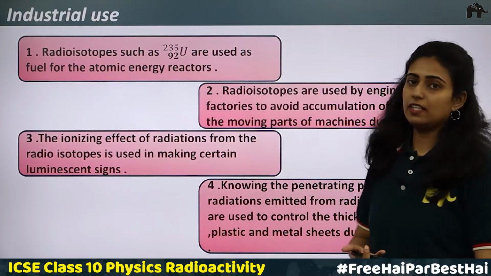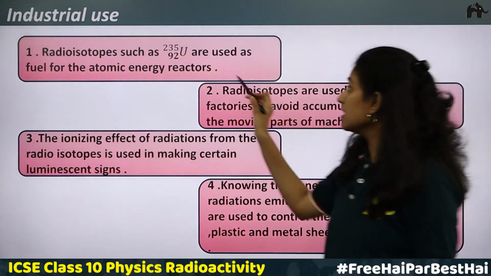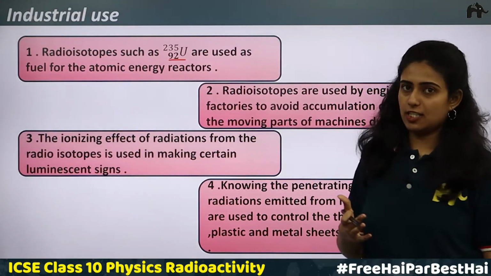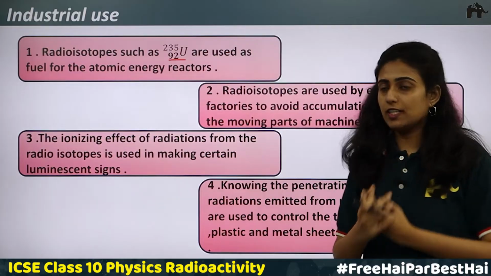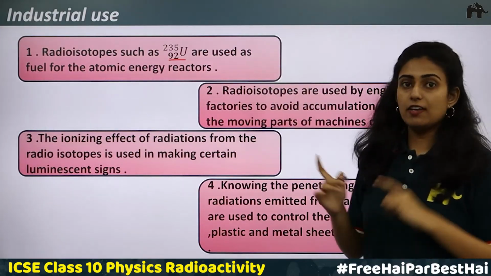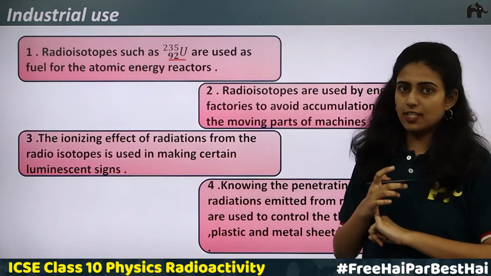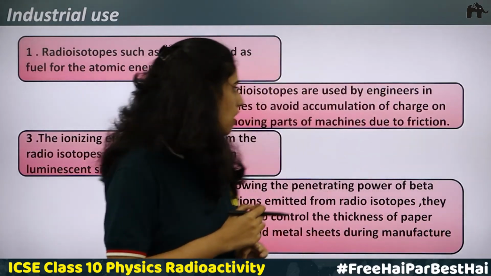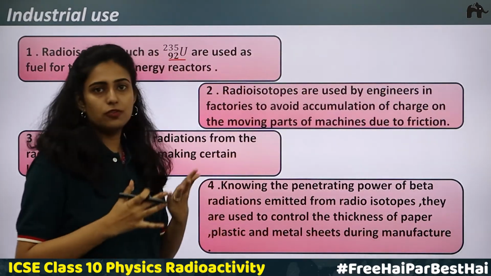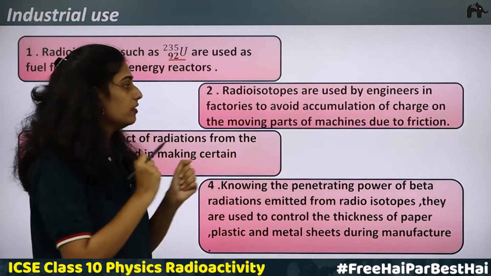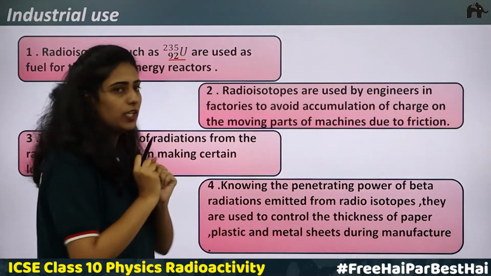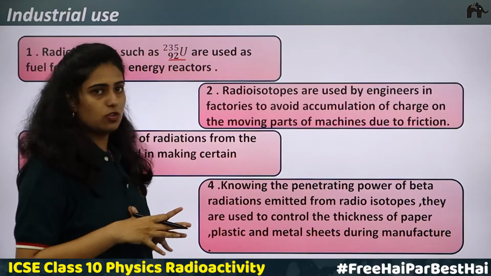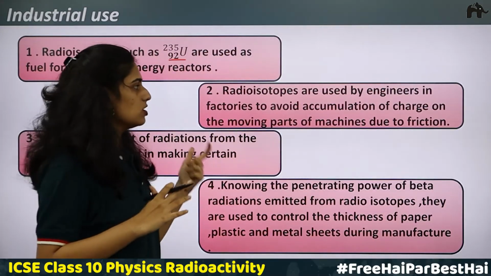Next, how radioactivity is used in industries. Radioisotopes such as uranium-92-235 are used as fuel for the atomic energy reactor. Second point, radioisotopes are used by engineers in factories to avoid the accumulation of charge on the moving parts of machines due to friction. When machines are moving, due to wear and tear, friction will be created. To prevent this, the accumulation of charge can be removed using radioisotopes. This is why engineers in factories use radioisotopes.